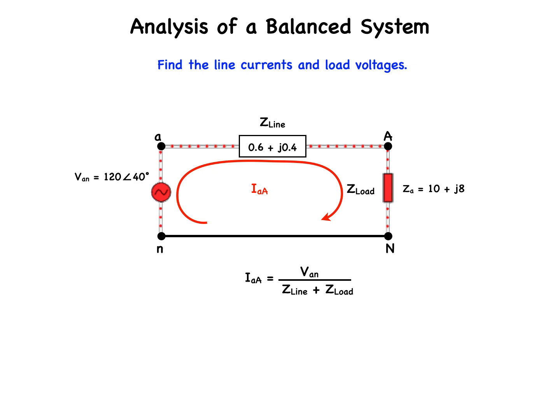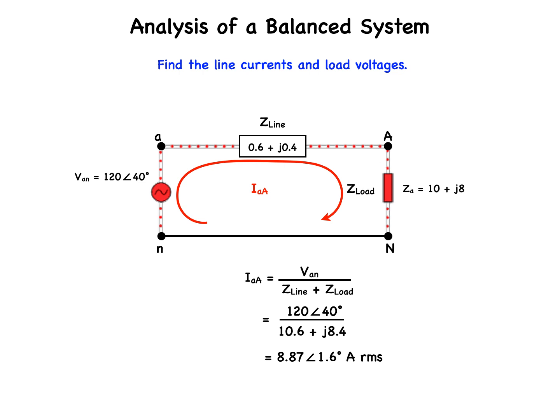Plugging in our known values and converting the denominator into polar coordinate notation to facilitate the calculation, we get IaA equal to 8.87 at 1.6 degree amps RMS.